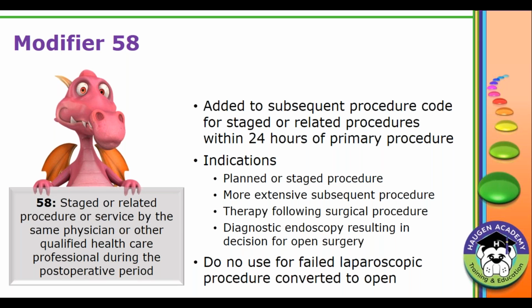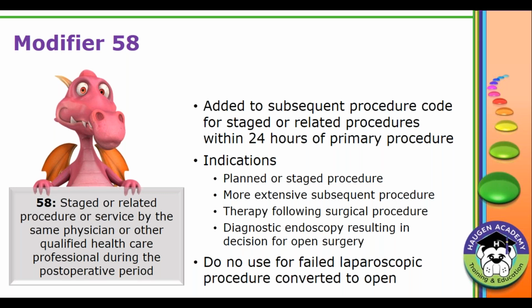But the instructions are that it gets added to the subsequent procedure code for staged or related procedures within 24 hours of a primary procedure. And the indications for that would be a planned or staged procedure, a more extensive subsequent procedure, therapy following a surgical procedure, diagnostic endoscopy resulting in the decision for open surgery, but not used for a failed laparoscopic procedure that is converted to open. So let's talk about a couple of examples of when this would be used.